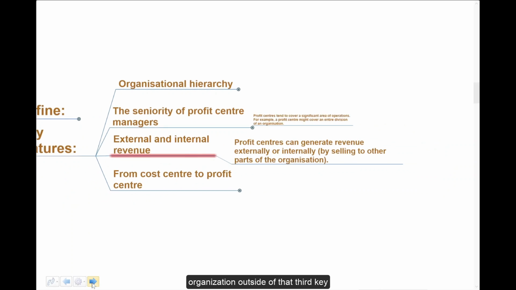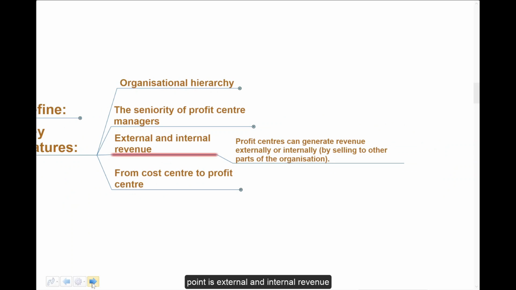Outside of that, third key point is external and internal revenue. Generally speaking, you will find that a lot of profit centers can generate revenue externally, obviously, but also internally, perhaps by selling to other parts of the organization. So let's not just presume that a profit center would be customer facing, i.e. external customer facing only. They could be supplying different parts of the business.